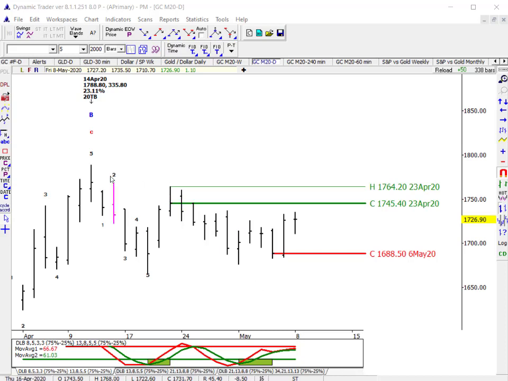So here's daily gold off of the April 14th high. We had a decline, and then we've been essentially sideways for about 3 weeks now.